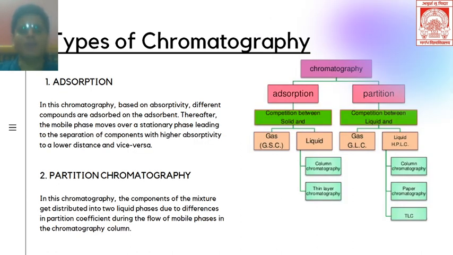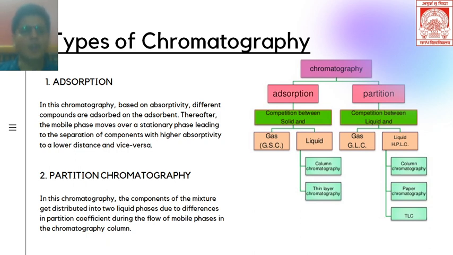There are different types of chromatography that we use, but they can be broadly divided into two types: adsorption and partition. In adsorption, one phase is always solid while the other phase can be gas or liquid, whereas in partition, one phase is always liquid and another phase can be gas or liquid depending upon the method. Different types of chromatography, for example column chromatography, can be adsorption and at the same time can be partition, depending upon the stationary phase we are using in this particular technique.